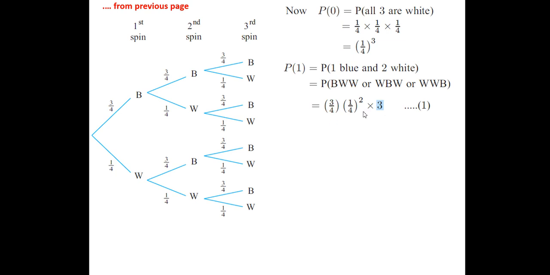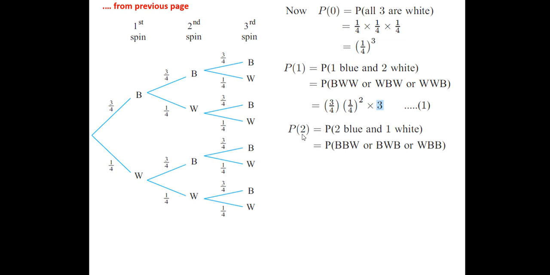So overall, a simpler way of doing that is you can think of it as 3/4 times 1/4 squared times 3, because in this case all 3 cases were 1/4 times 1/4 times 3/4. So it was always the same.